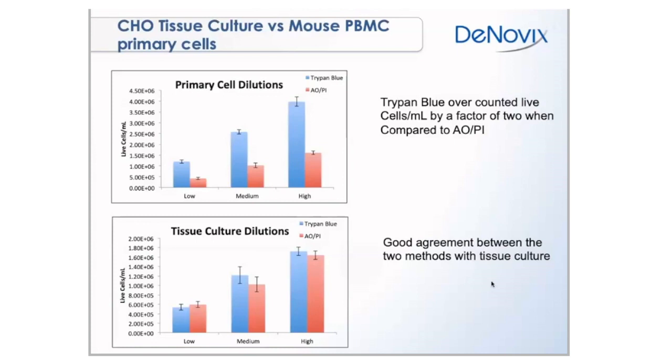And we just did dilutions, verified them on a cell counter, and it's really startling to see the difference with the primary cells of how different a count that you get between the two methods, with the AOPI being verified to be more accurate.